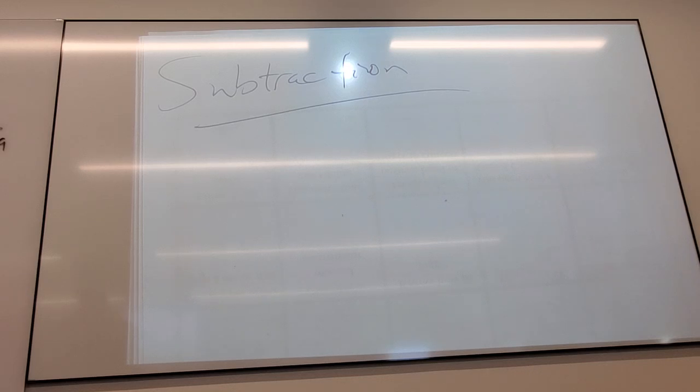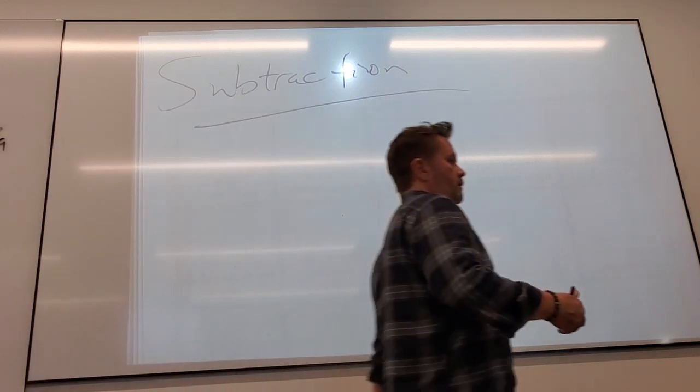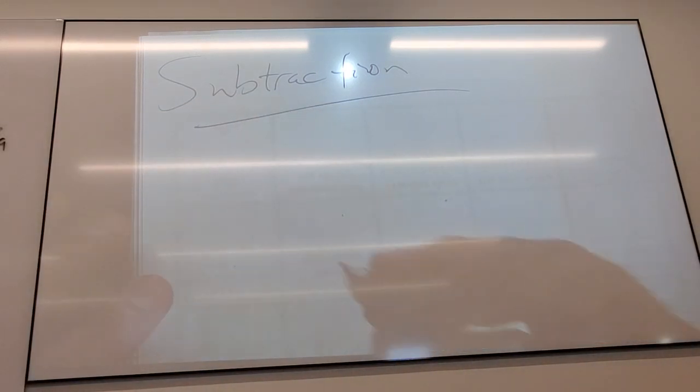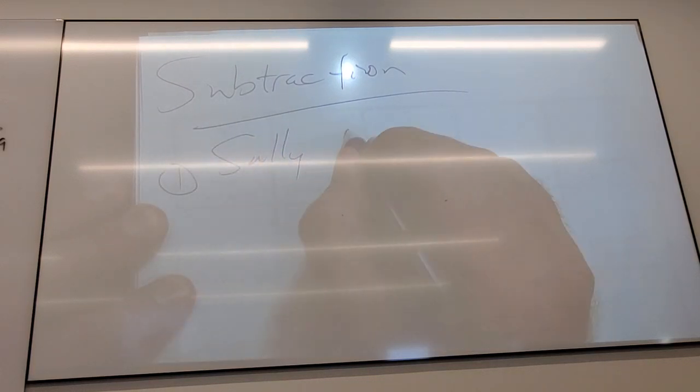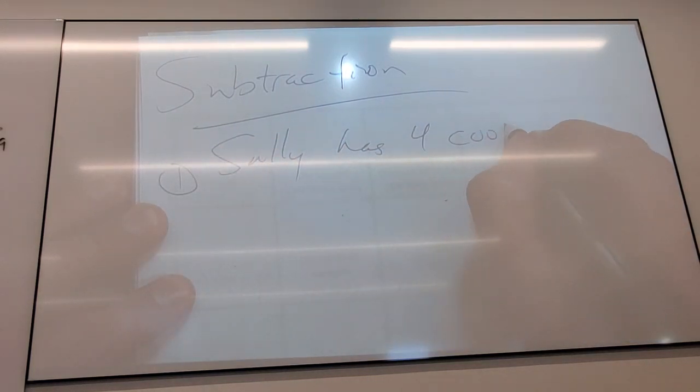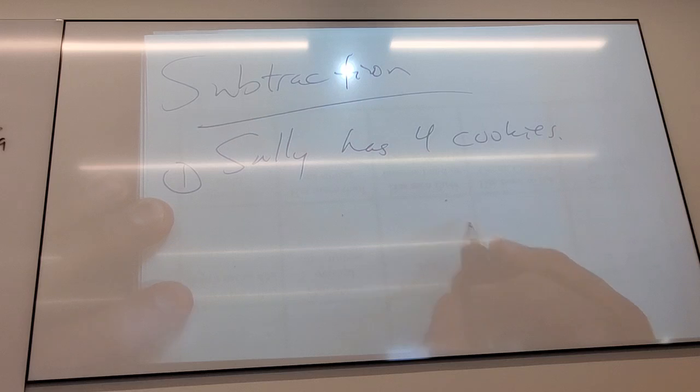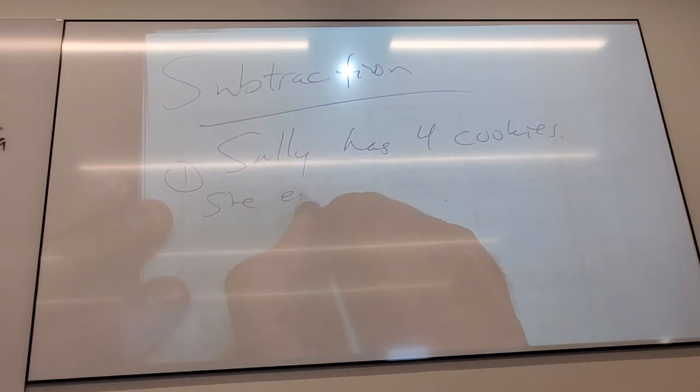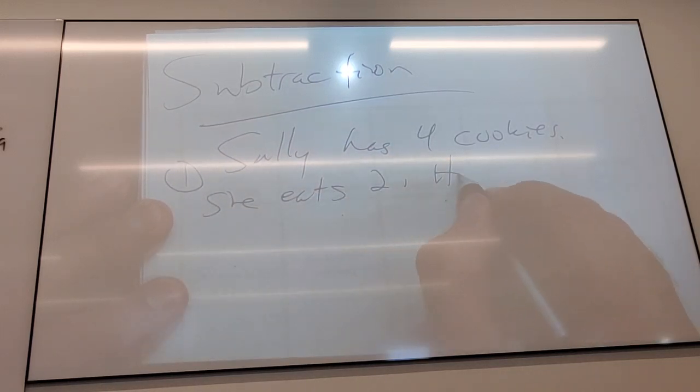Okay. Yes. Sally has 4 cookies and she eats 2 of them. How many cookies does she have left? Beautiful, right? Sally has 4, she eats 2. How many does she have left? Let me write that down. Sally has 4 cookies. In an immense show of willpower, she only eats 2. How many left?